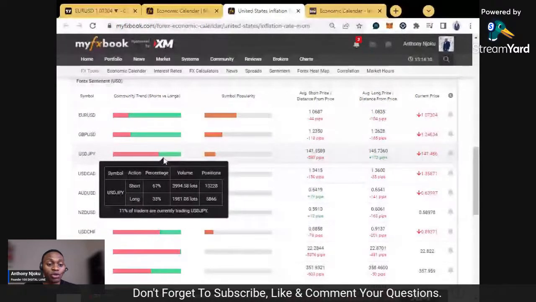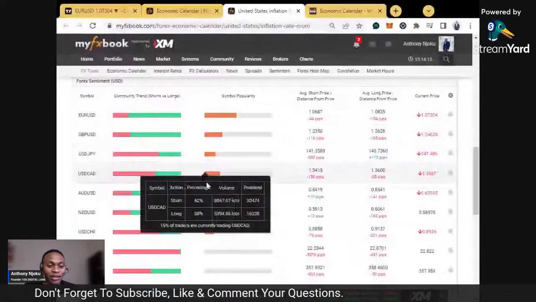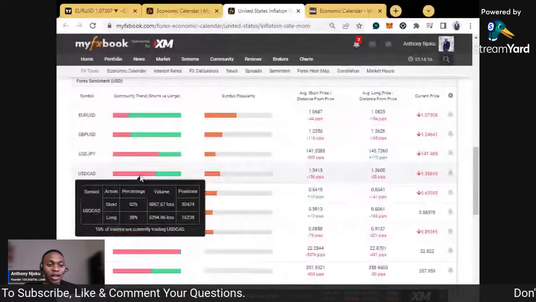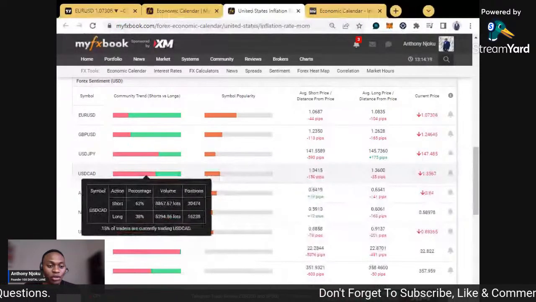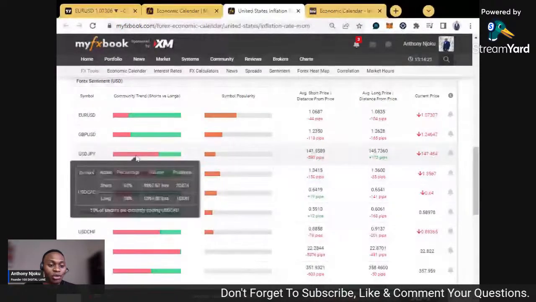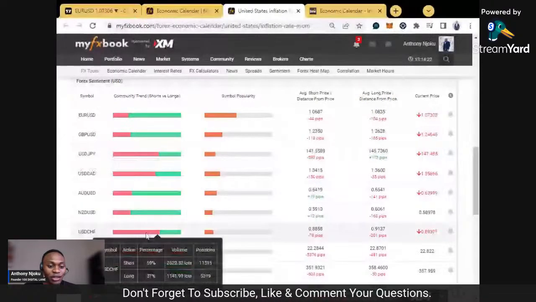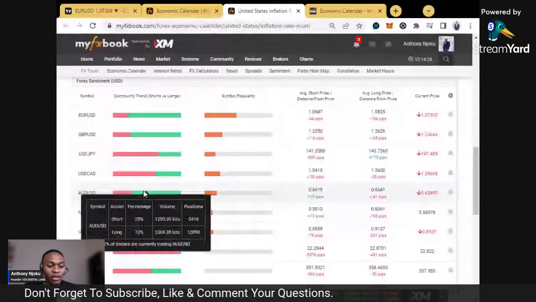So mainly it is all risky assets. If you check it properly, the Euro is a risky asset, and a lot of people are anticipating the long. Then JPY short, NZD USD long, AUD USD long. So that's what people are anticipating.